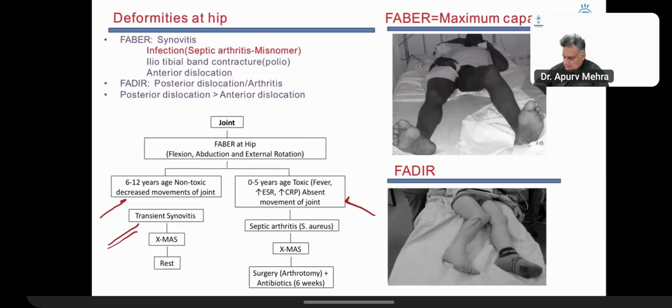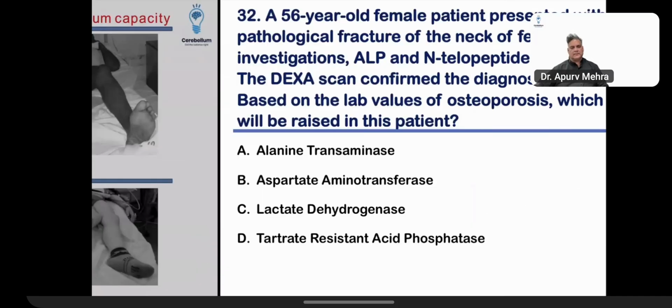Transient, self-resolving. Septic, surgery and antibiotic.